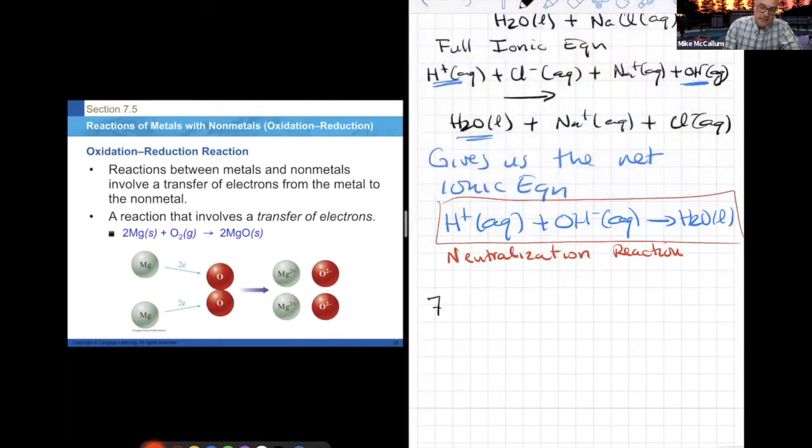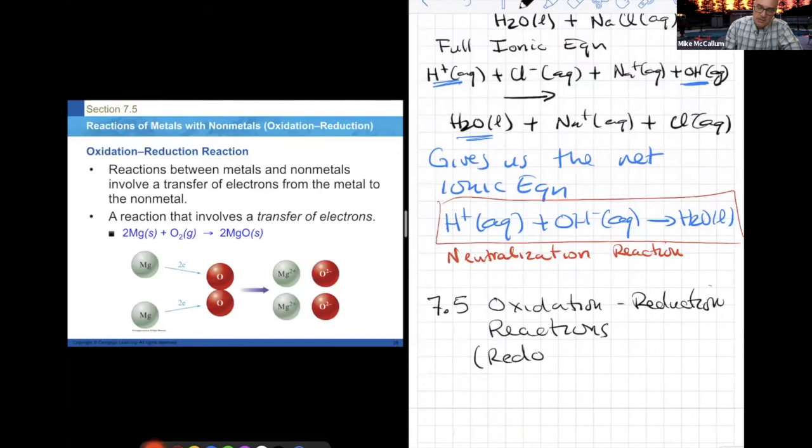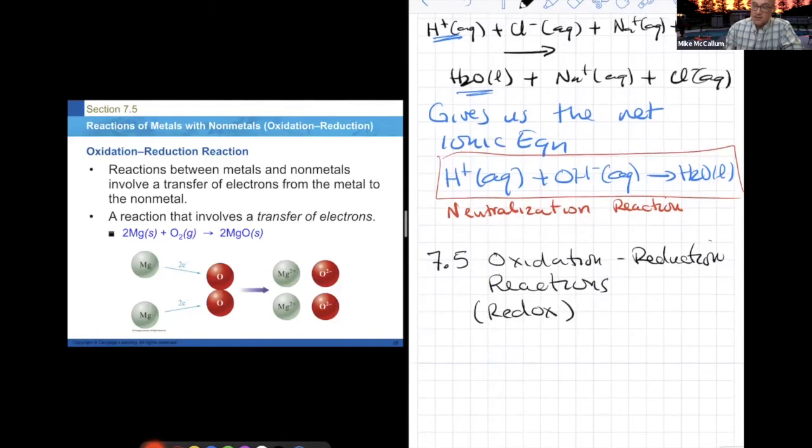Next, we have a qualitative description of oxidation reduction reactions. These are also known as redox. It's just one of those things, you know how we love to make shorter words out of everything. Ox-red sounds dumber than redox, but we don't say reduction oxidation reactions. It's just one of those things that's kind of funny, isn't it? This is transfer of electrons, right? We have a transfer of electrons from one species to another.